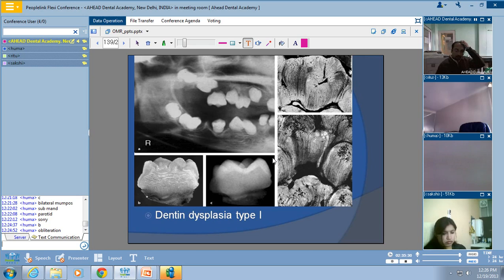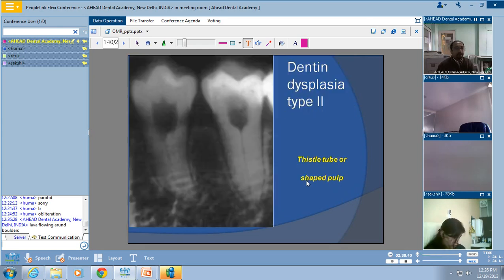But dentine dysplasia is generally a very rare condition. So diagnosing it is actually not as easy as it sounds. And as you can see, it gives a histopathological appearance of lava flowing around the boulders. Can you make out? The histopathological appearance would be lava flowing around the boulders. Dentine dysplasia type 2: thistle tube or flame shaped pulp chambers. The word flame is actually missing. Flame shaped pulp chambers. Remember, in dentine dysplasia type 2, it's there. In type 1, there are rootless teeth, but in type 2, the roots are present. Is it clear about dentine dysplasia?